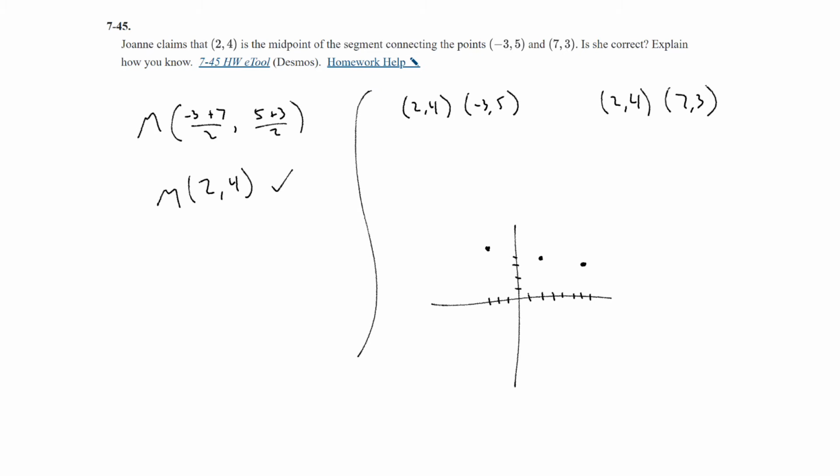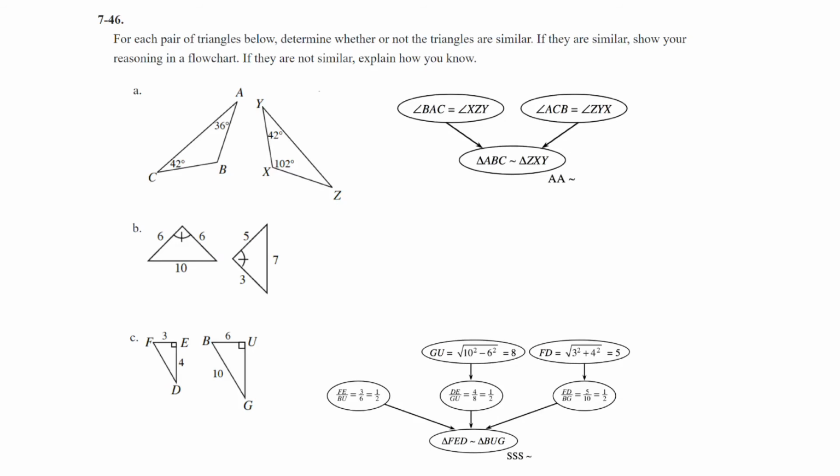Being able to draw a line through those. So that's kind of the second way that you could go about that if you weren't sure of the midpoint formula. All right, on question 46, for each pair of triangles below, determine whether or not the triangles are similar. If they are, show the reasoning in the flow chart.